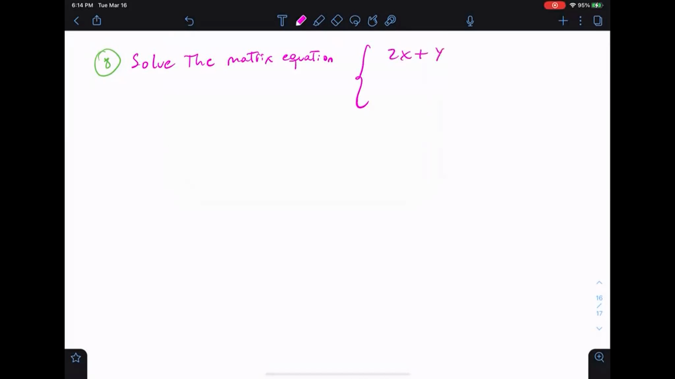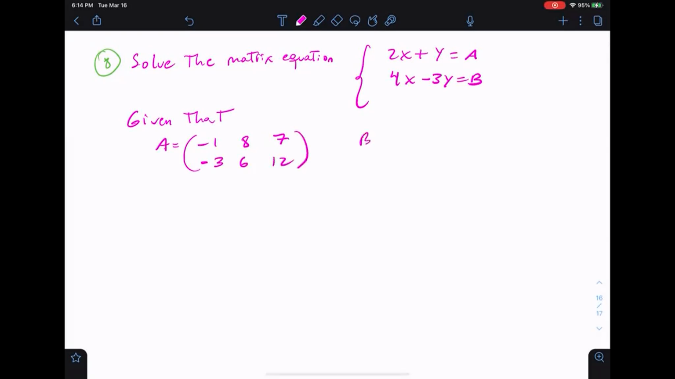For example, they might give you this: 2x plus y equals A, and 4x minus 3y equals B, given that A equals negative 1, 7, negative 3, 6, 12, and B equals, let's say, 15, negative 4, negative 21, negative 11, 12, 14.